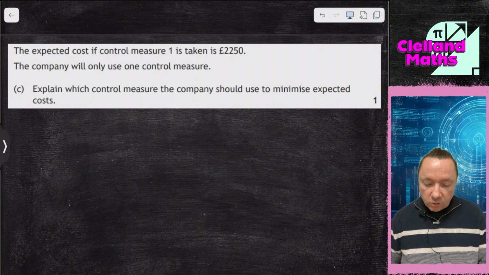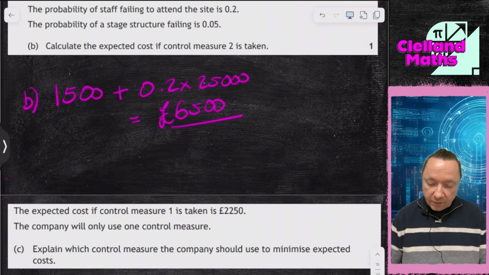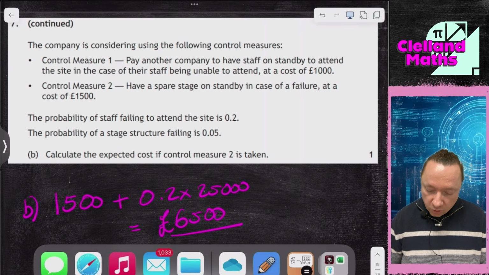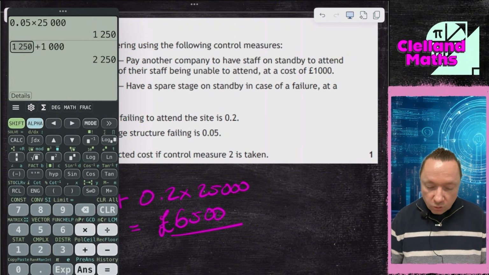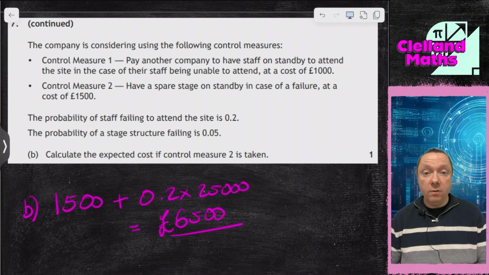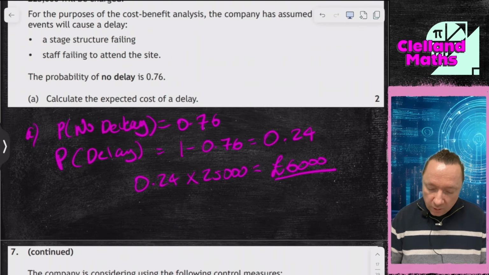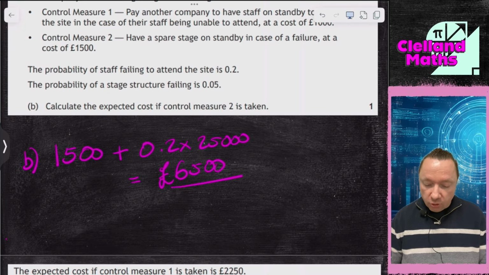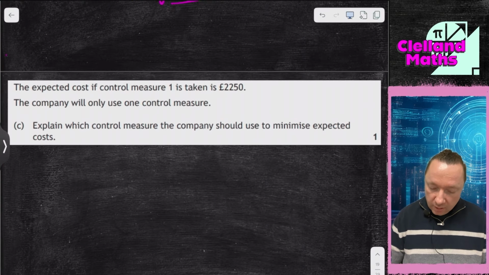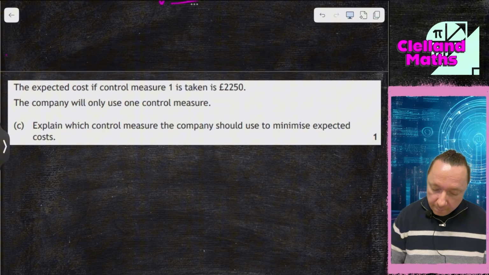The company will only use one control measure, explain which one they will use to minimise expected costs. Let's just check that that's £22.50 for the sake of it. If it's £22.50, that's because the structure could still fail at £25,000. And then we're adding on £1,000 for the cost of control measure 1, which is £22.50. So that's where we got that number from. But we know if you do nothing, it's £6,000. If you do control measure 2, it's £6,500. So we should do control measure 1.